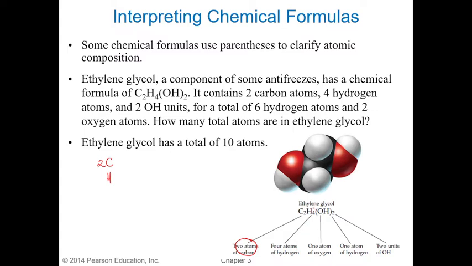So originally you have 4 here and then may dadagdag kang dalawa. So you have 2 plus 4, so you have 6. So a total of 6 hydrogen atoms and then ilan ang oxygen? You have 2 oxygen atoms. So if you will be asked how many atoms are there, total number of atoms in ethylene glycol, you should answer it should be 10. So 2 plus 6 plus 2, then you have 10 atoms. Okay? So that is how you interpret your chemical formula.